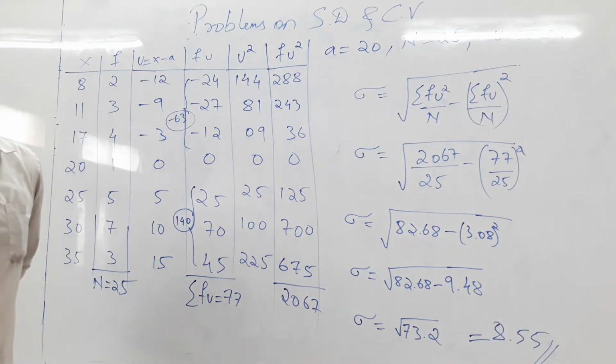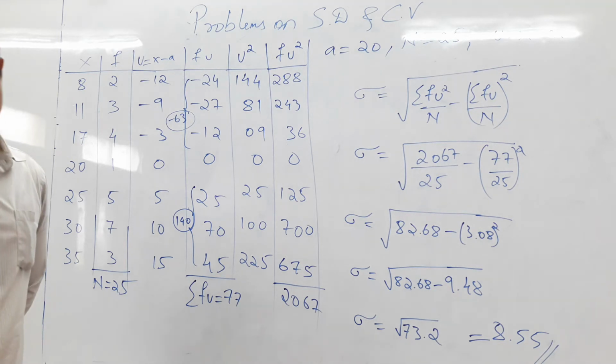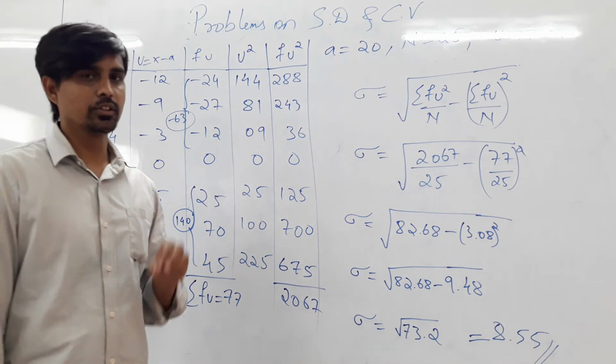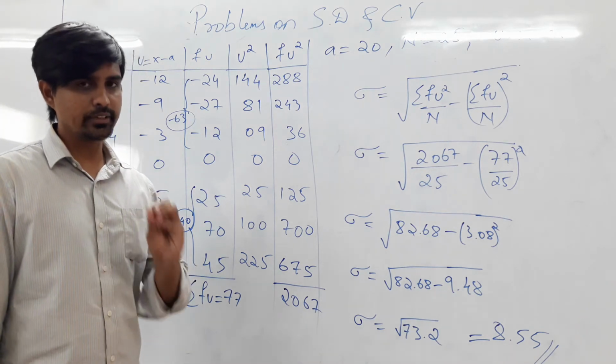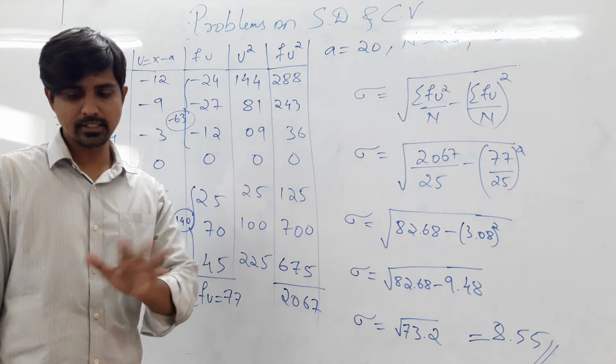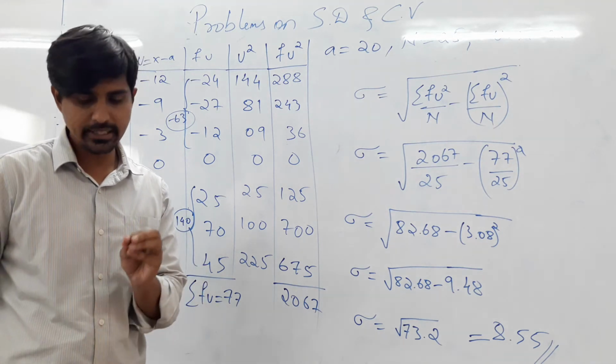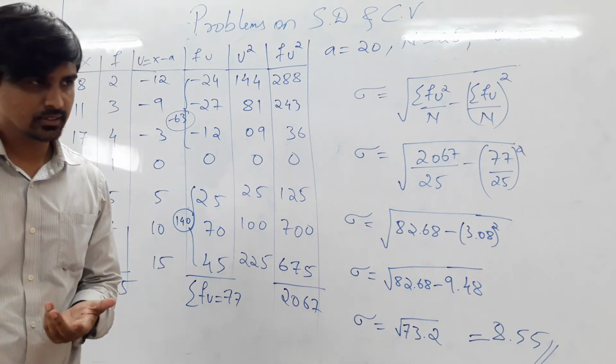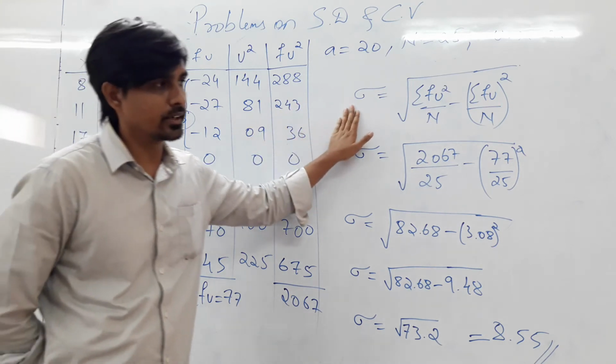Calculate standard deviation and variance for the following distribution by deviation method. Now they have asked you to do it with the deviation method, so you can't go with the direct method now. So we have to solve it by the deviation method only. Now how to solve it by the deviation method? I have written the formula here.